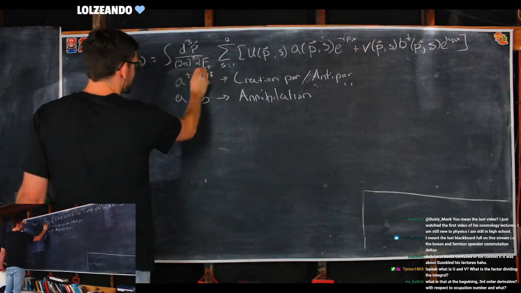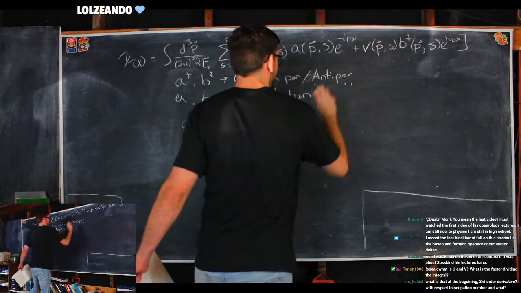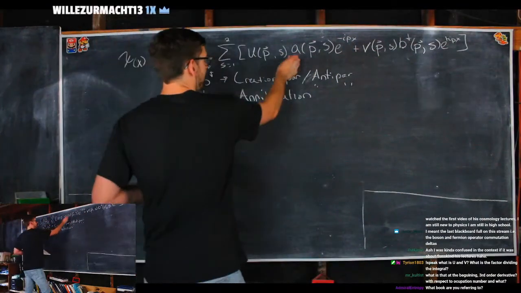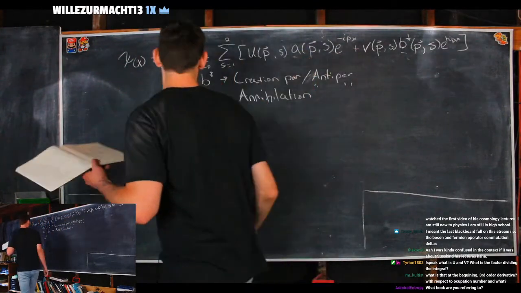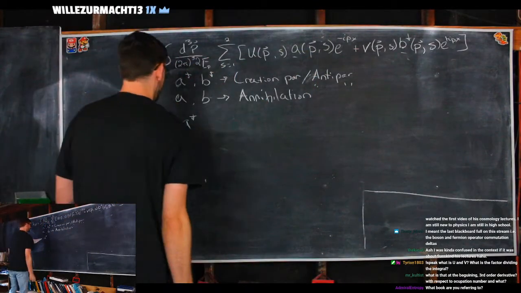Again, this is the energy, and then the U's and the V's are spinors. We'll talk about them in a second. But for now, let's talk about these. These are the same things we talked about before. They are how you create and annihilate particles in Fock space.